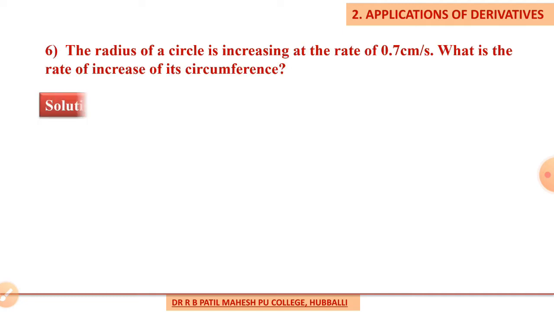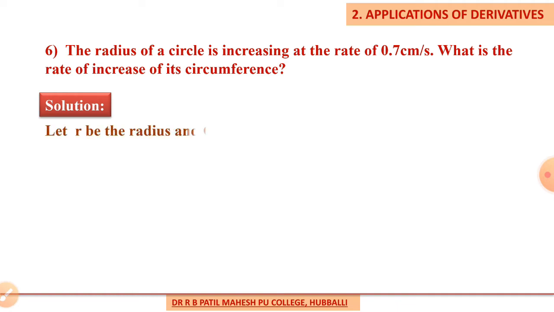Next, example number 6. The radius of the circle is increasing at the rate of 0.7 centimeter per second. What is the rate of increase of its circumference? So here the given term is the change in radius of the circle with respect to time, that is dr by dt. By using this you have to find the change in circumference of the circle.